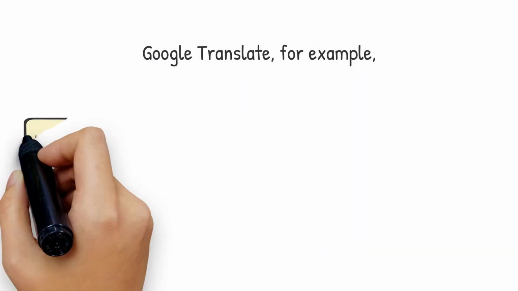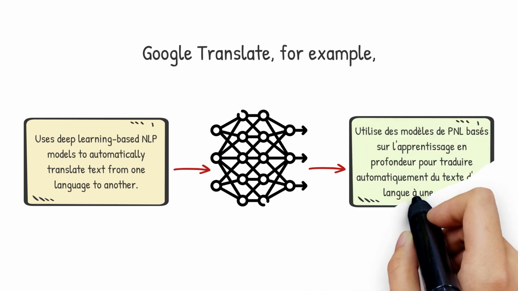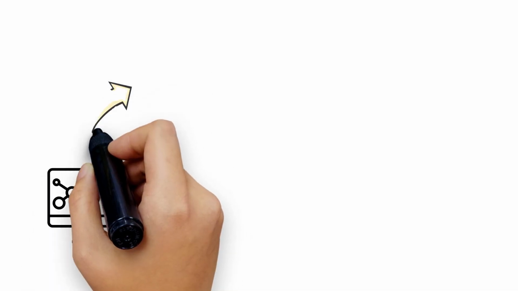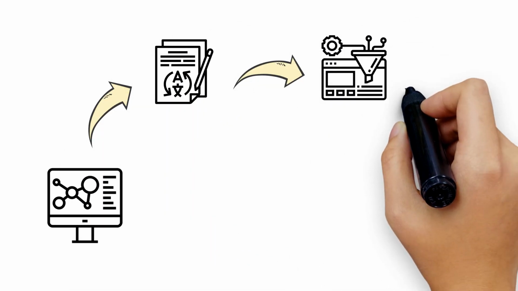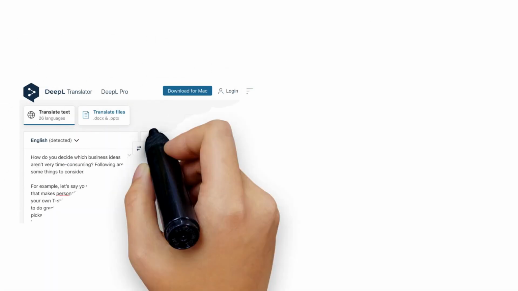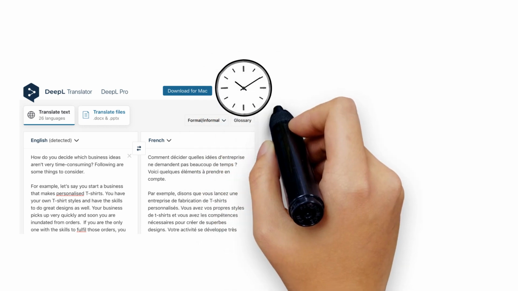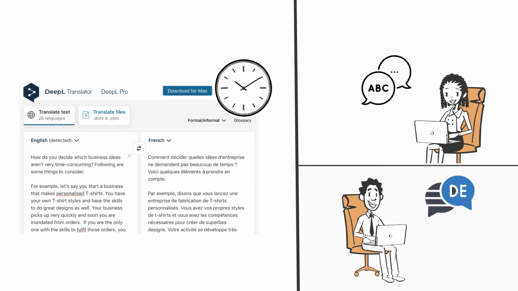Google Translate, for example, uses deep learning-based NLP models to automatically translate text from one language to another. The system is trained on large datasets of text in different languages, which are used to teach the network how to understand and generate different languages. Once trained, the system can translate entire paragraphs of text in a matter of milliseconds, making it a powerful tool for people who need to communicate across language barriers.